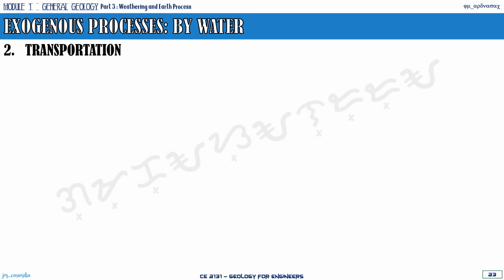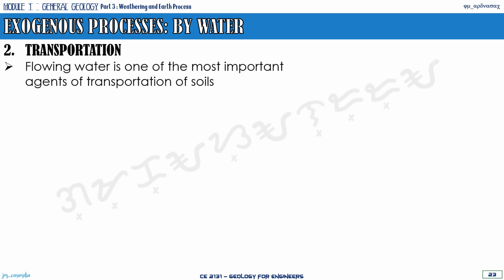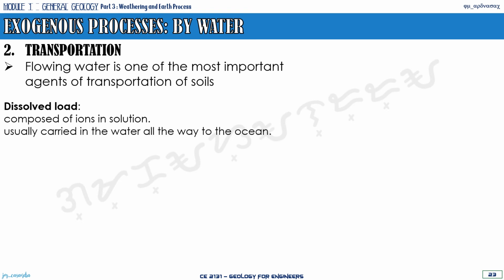So by transportation of water, this will now be soils being transported through flowing water. So we have 3 under transportation. This will now be your dissolved load. So this will compose of ions in the solution. So, and usually carried in the water all the way through the ocean.